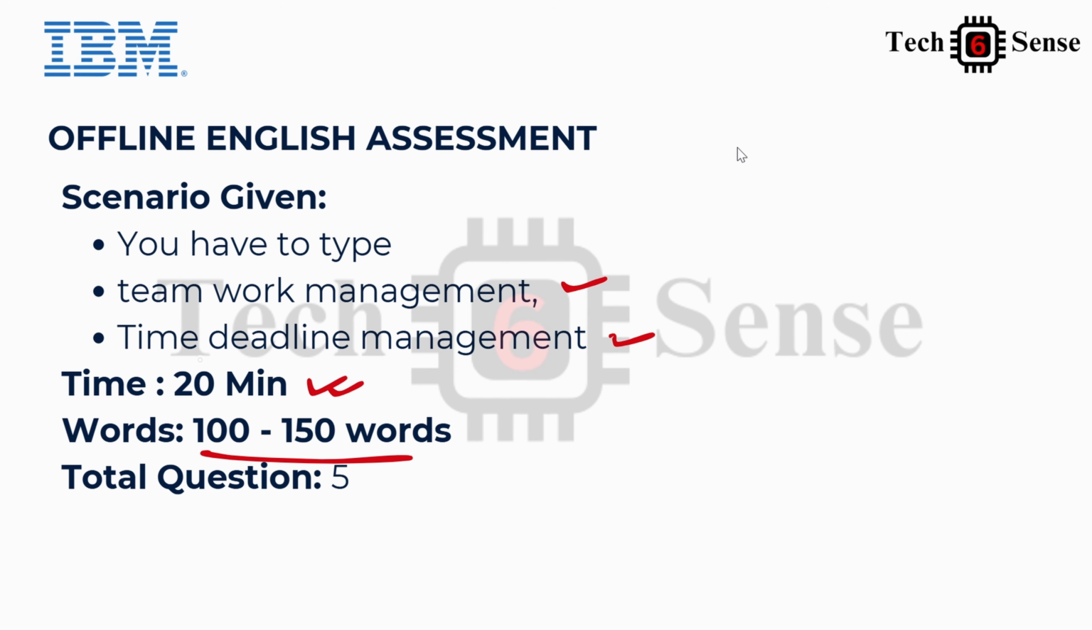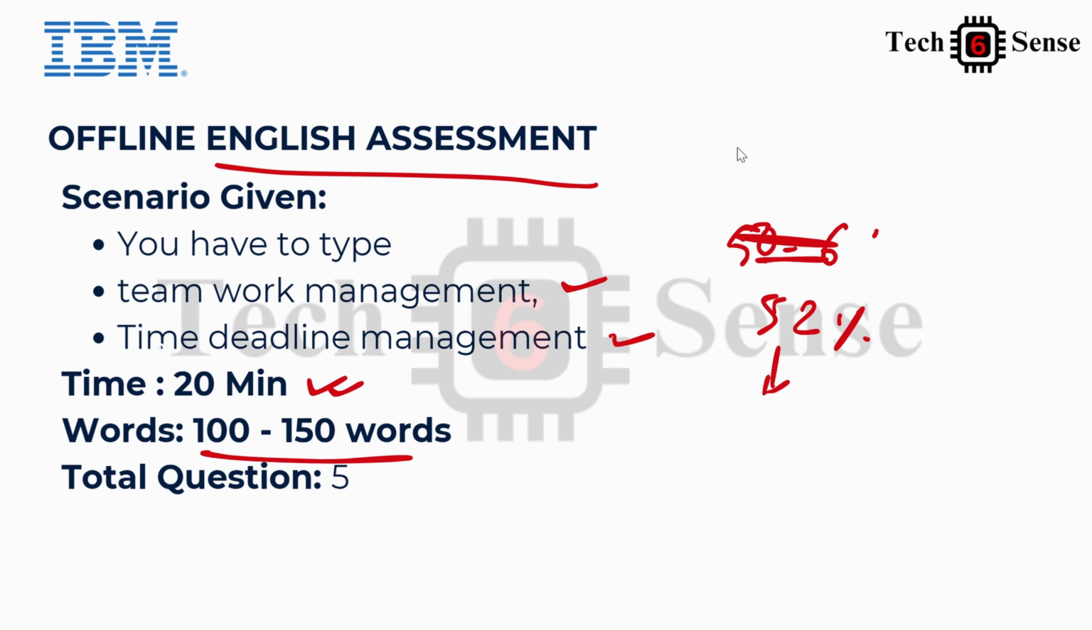Then again there is another topic given, like time deadline management, where you have been assigned some project but you are not able to complete the project within the time frame. So how can you drop a mail, or how can you type these particular things. This type of passage will be given, and you only have to type it, not like the communication assessment. Okay, and the cutoff marks, I already know, is 52%, sorry, not 50 to 60, 52 is basically the cutoff mark to clear the English assessment. So you have to complete it within 20 minutes.